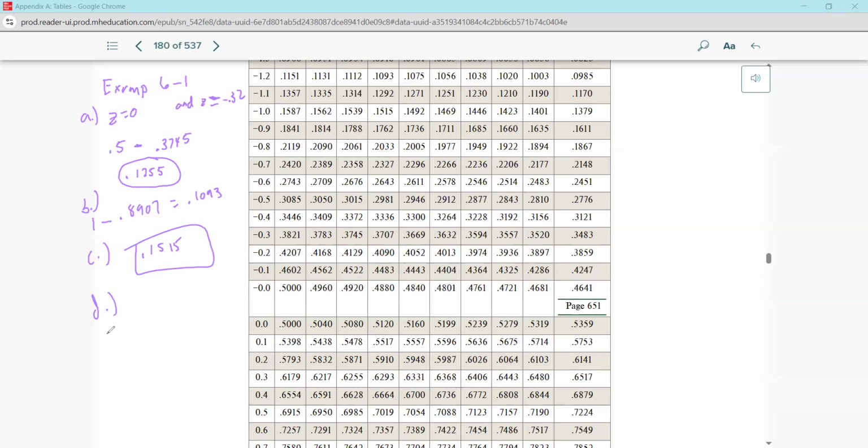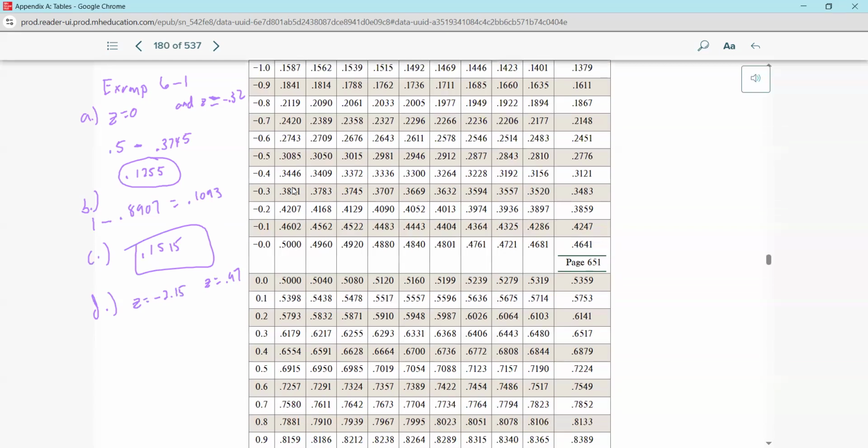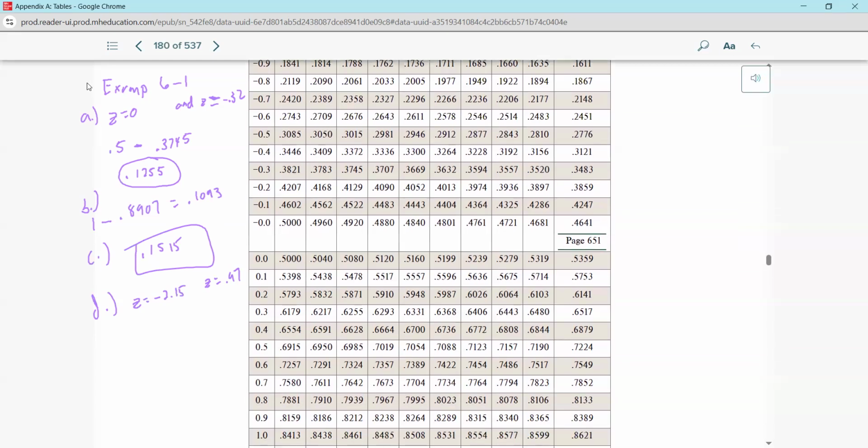This one says between negative 2.15, so this is z equals negative 2.15 and z equals 0.97. 0.97 is a bigger number, so that means I'm going to do that one first. So 0.97. So 0, 1, 2, 3, 4, 5, 6, 7. That's 0.8340. So now I'm going to go look for negative 2.15.